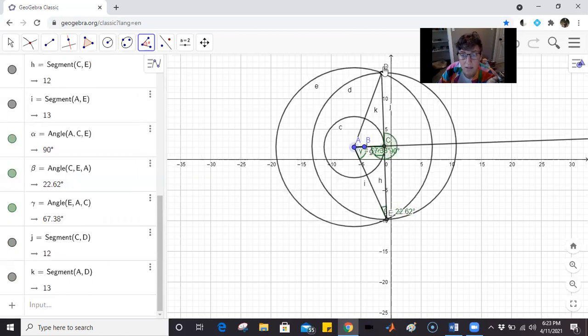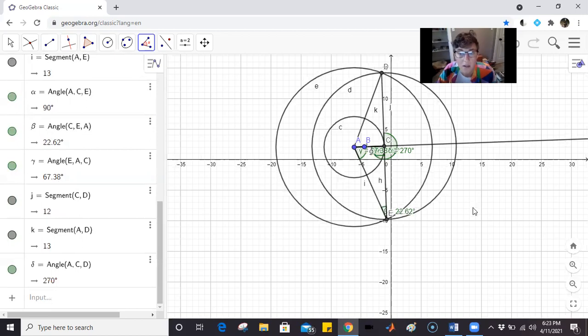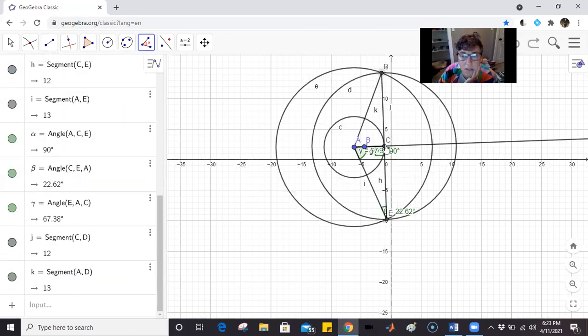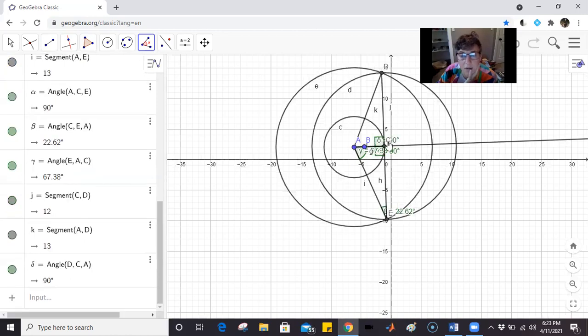Or A to C to, oh, let's go in the other direction. I kind of want it to go backwards. Let's go D to C to A. All right, there we go. There's another 90 degree angle.